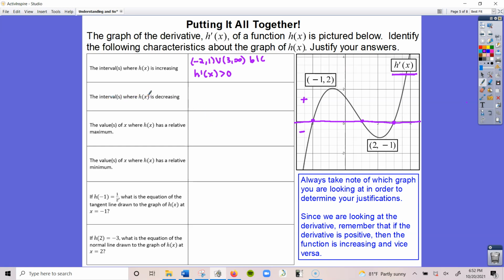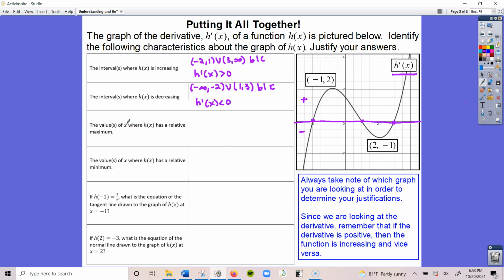Now the interval where h of x is decreasing, that's any time it's below the x-axis. That would be from -infinity, because that's the left edge of my graph, to -2, union from 1 to 3. And we would say because h prime of x is less than 0.